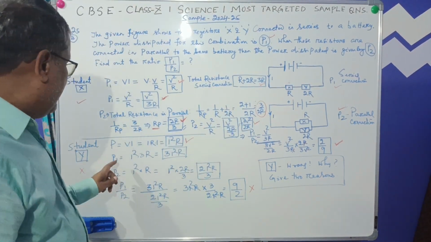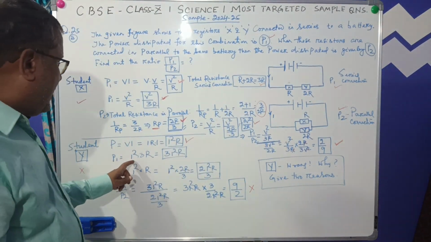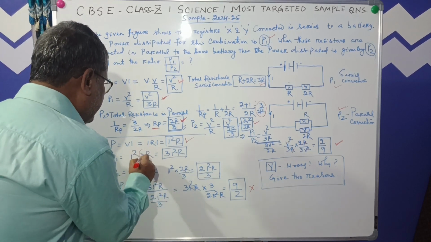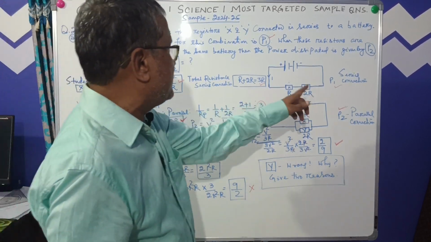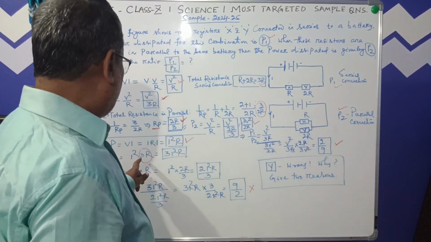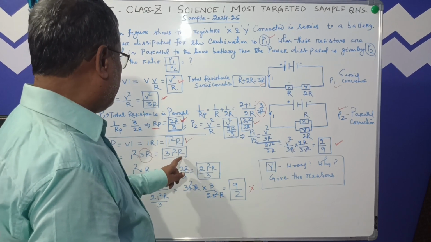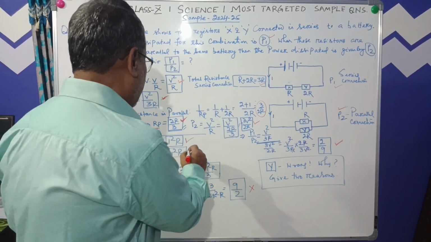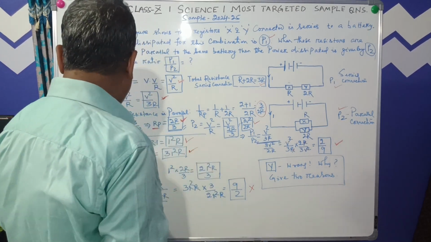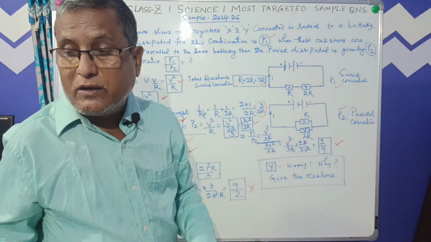Now you see, P1 is equal to I square into 3R. 3R is the total resistance of the first connection. So he got 3I square R. That is the P1 student Y got.